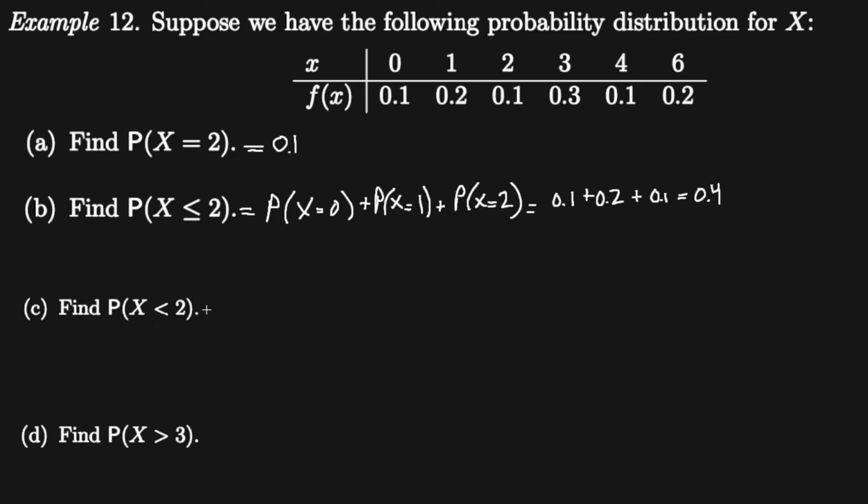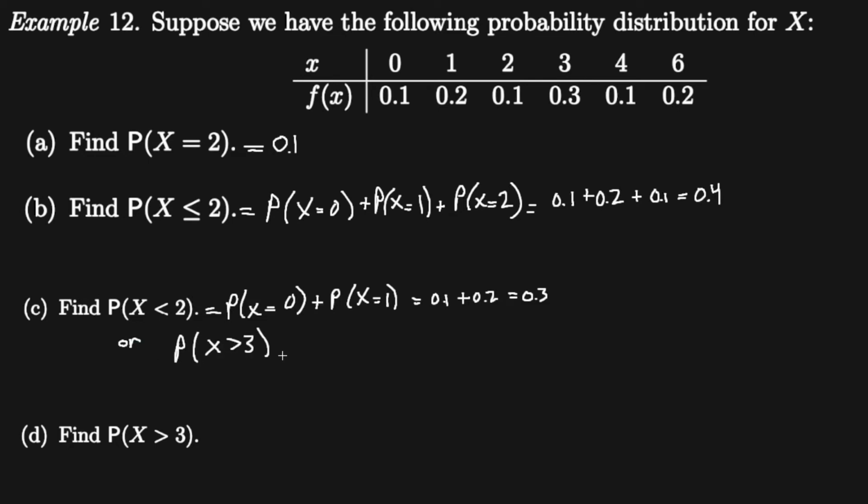Now we can go on to C, where it says find the probability of x less than 2, which is equal to the probability of x equals 0 plus the probability of x equals 1, which is 0.1 plus 0.2, which is equal to 0.3. Or you can do it the other way, where the probability of x greater than 3 is equal to 1 minus the probability of x less than or equal to 3, which is the same thing as 1 minus F of 3, which is 1 minus 0.7, which is 0.3.